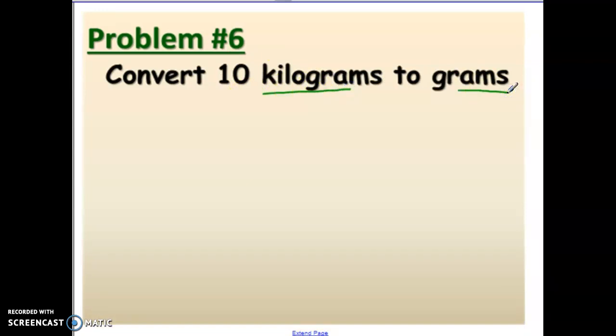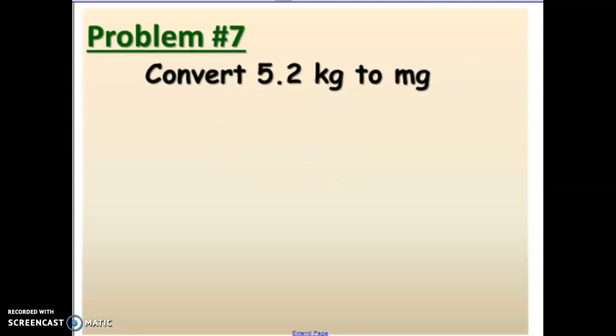Pause the video, give it a try. Here you should have 10,000 grams. Kilograms to grams, you're moving it to the right 3 times. Here we have 5.2 kilograms to milligrams. Give that a try.